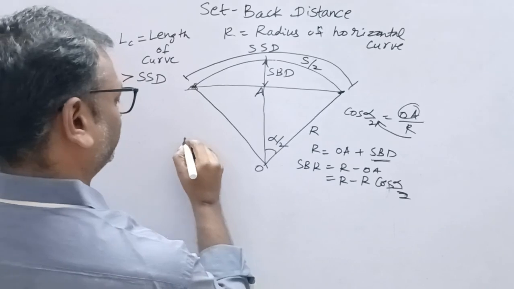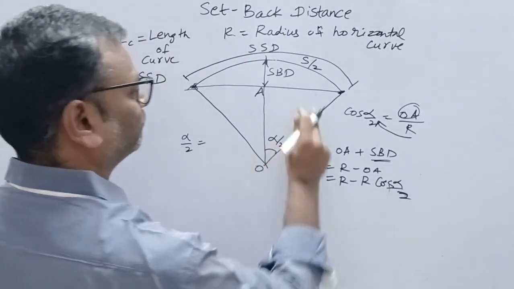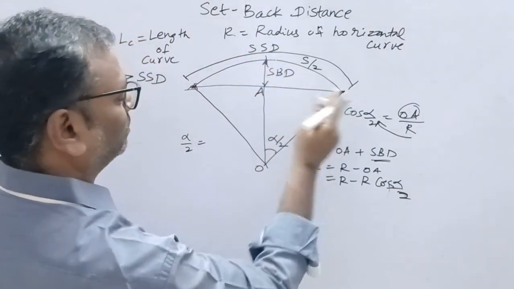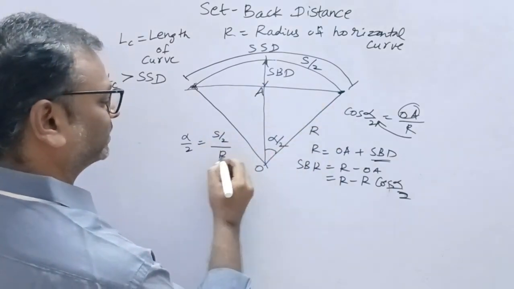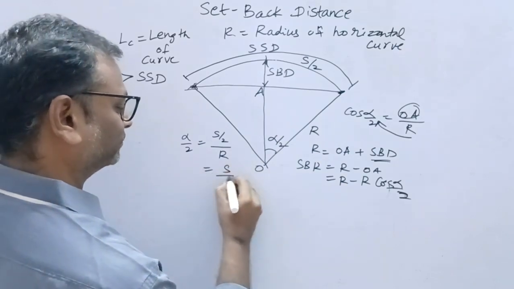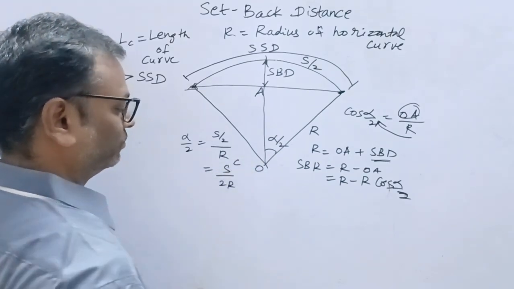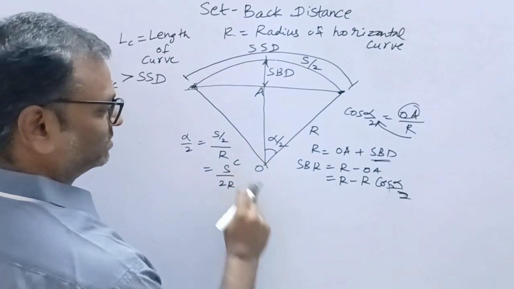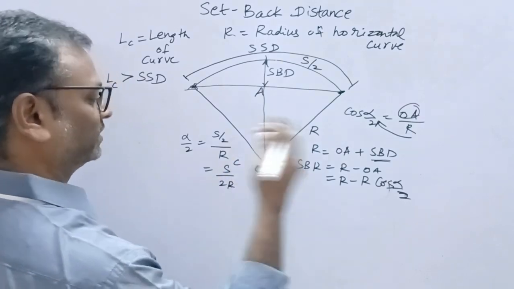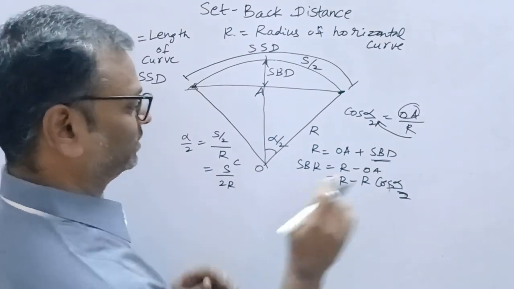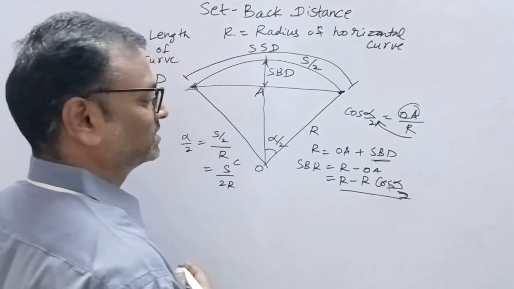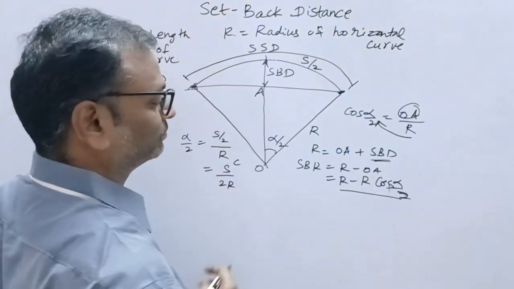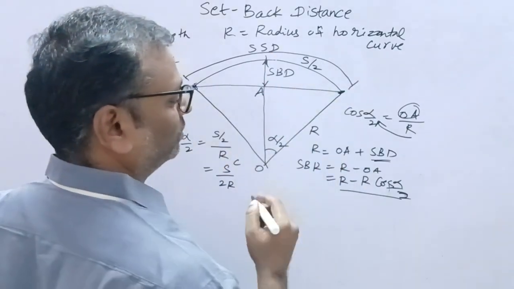And what is alpha by 2? It is the length of the arc by radius, in radians. That is S by 2R in radians. You have to convert this into degrees, or you can calculate directly. So the setback distance is R minus R cos alpha by 2. This is for a single lane road.